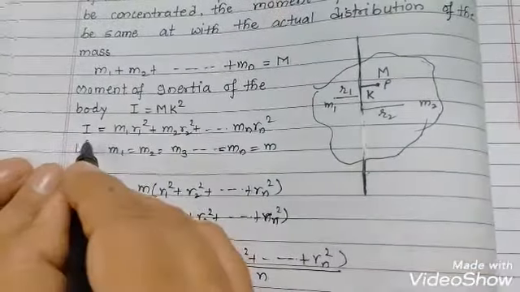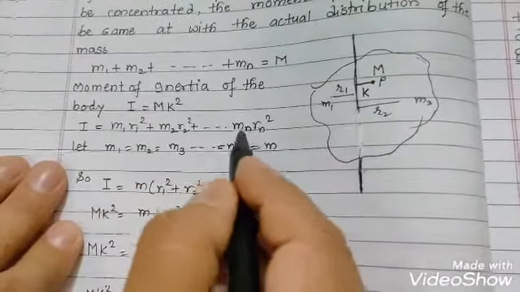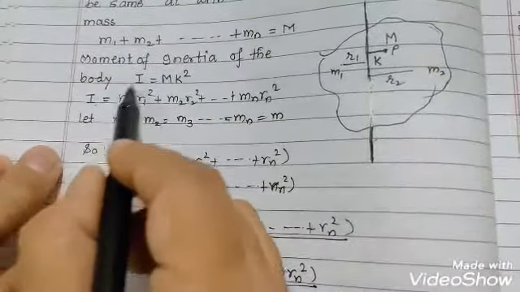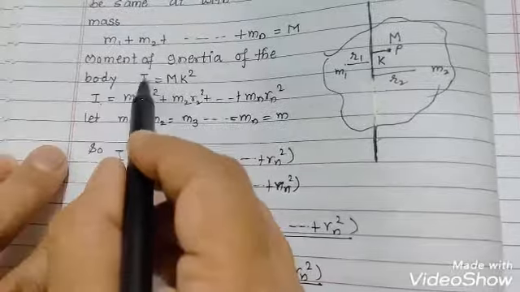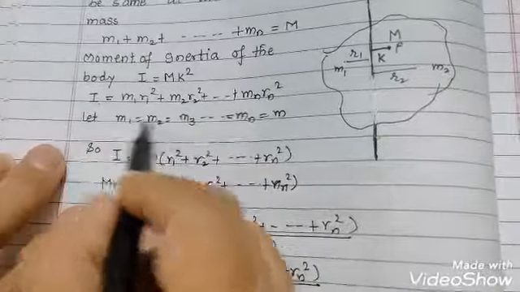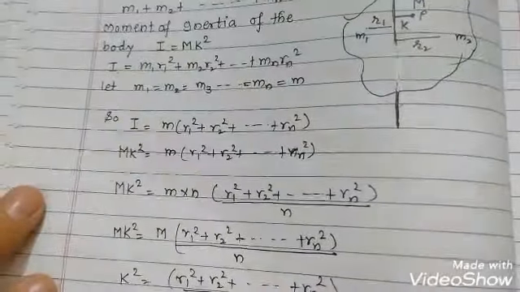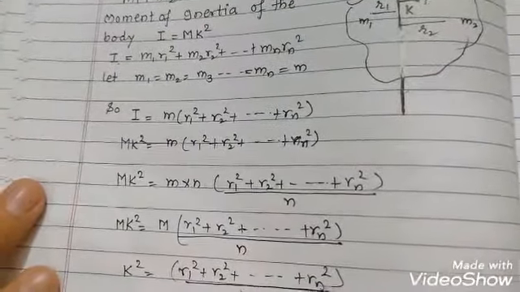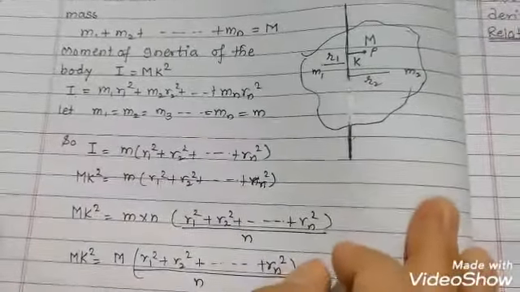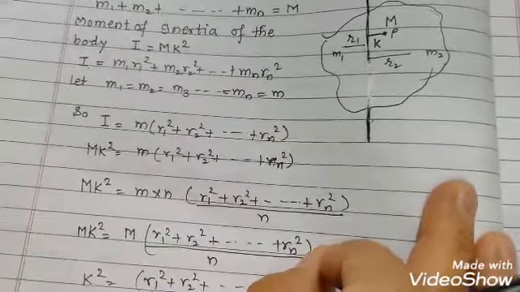So I is equal to m1 r1 square plus m2 r2 square plus ... till mn rn square. So this I and this I are the same. The moment of inertia for this body will be the same from this formula and from this formula also. Now, to find out the value of the radius of gyration, we always see that the rigid body which we are taking has identical particles, which can be considered to have the same mass.